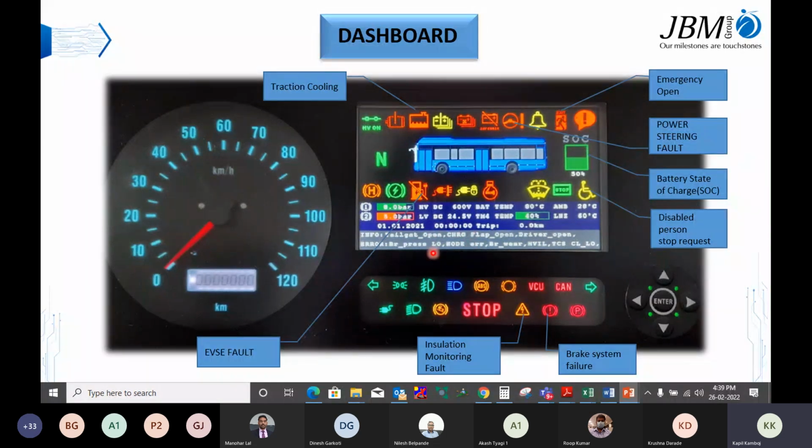But in the main page, there are two pages. One is the main page and one is a separate page for the error. So here it is written BR PRESS LO. It means I know that brake pressure is low. But if you press this enter button, while remaining on the same screen, that will directly take you to the error page, where you will find it clearly written: brake pressure is low.